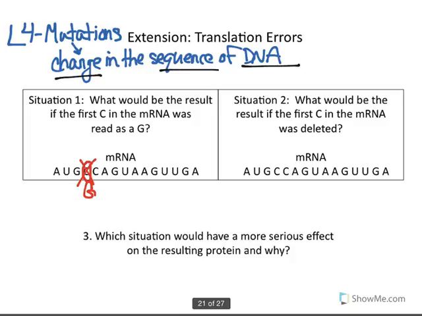But if you take a look at situation 2, it says, what would be the result if we take that same first C in the mRNA sequence, but we delete it? So all of a sudden that C is completely gone. I'm going to give you a couple minutes to go through and actually figure out what the amino acid sequence would be. So split them up into the codons, and then figure out what those codons code for in terms of the amino acids. I'll give you a couple minutes, so hit pause, use your codon chart, and then figure that out.